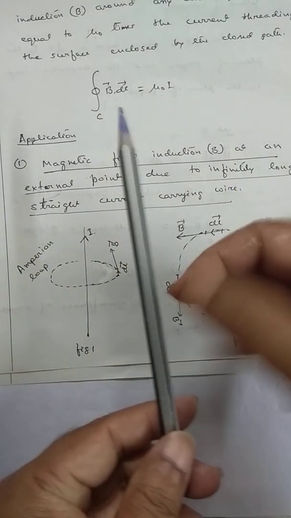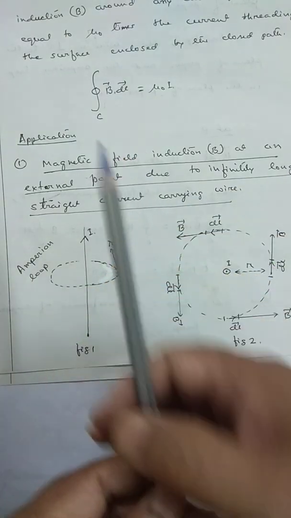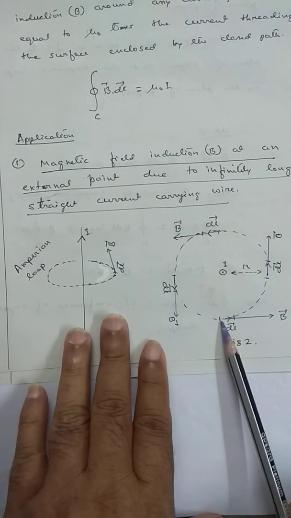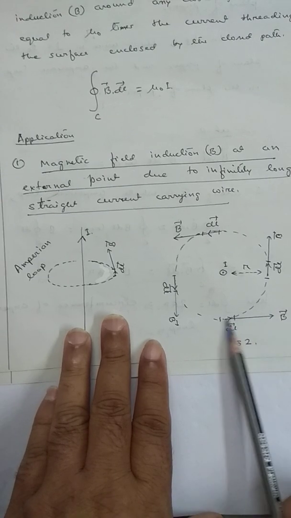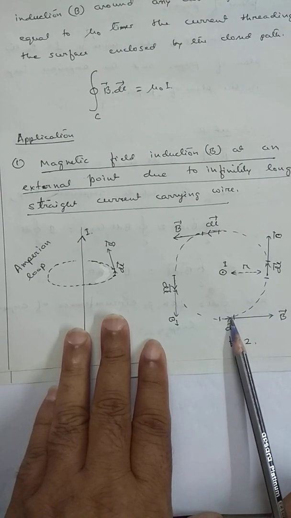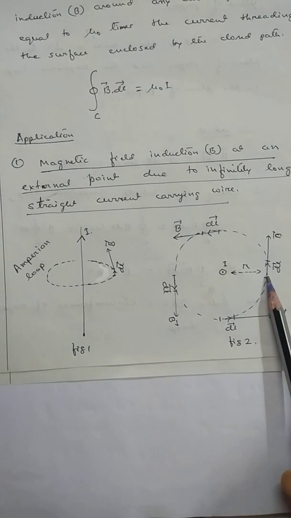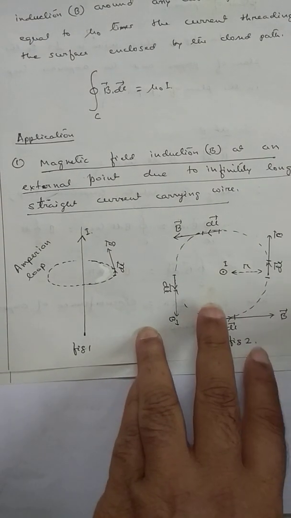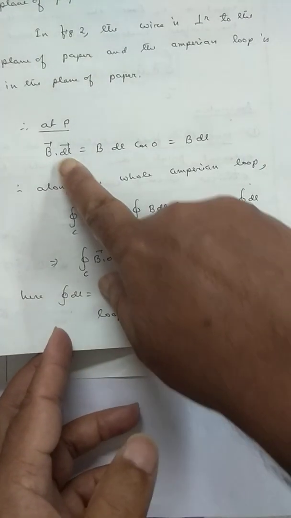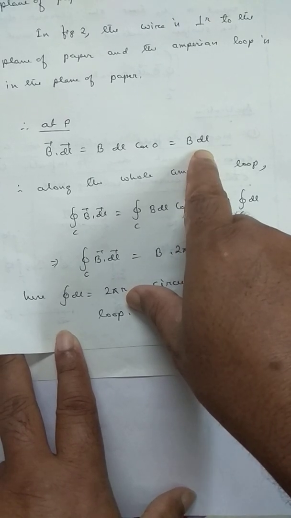We know that for a current carrying wire, a magnetic field is produced around it. So this is the direction of B here, and this is the direction of dl. What is the angle between B and dl? It is 0. If I take B and dl elsewhere, the angle between them is also 0. Therefore, what is B dot dl at the point P? B dot dl at the point P is B dl cos 0, which is equal to B dl.